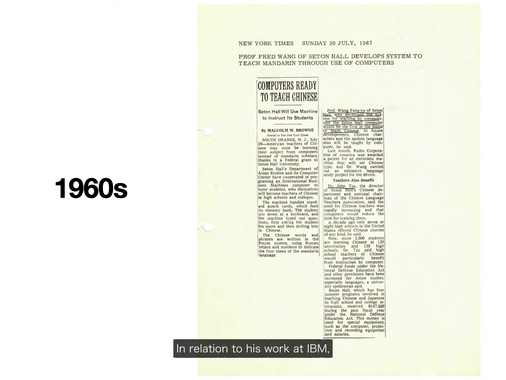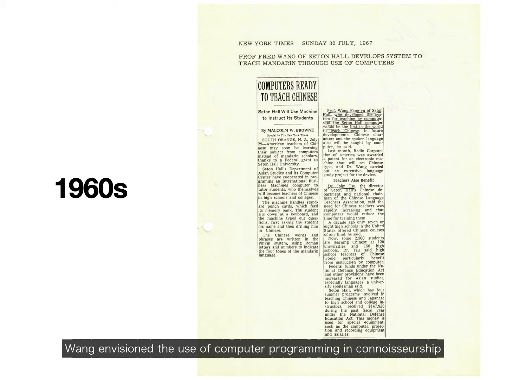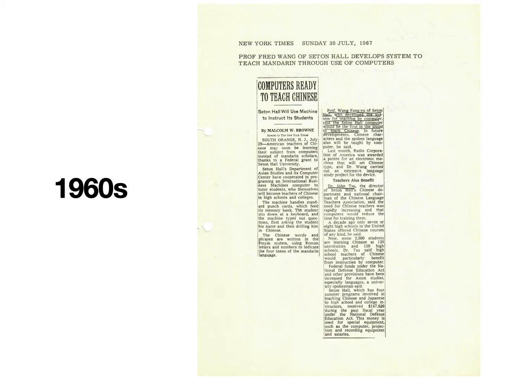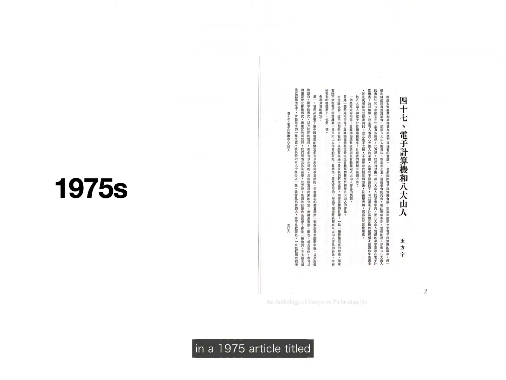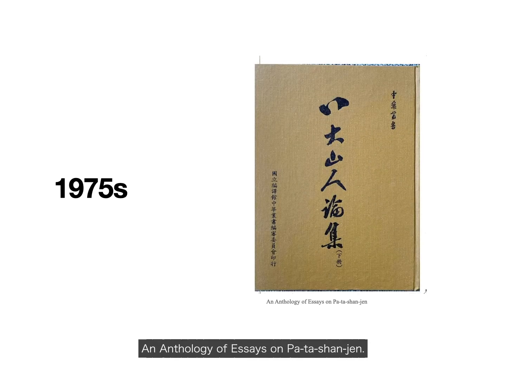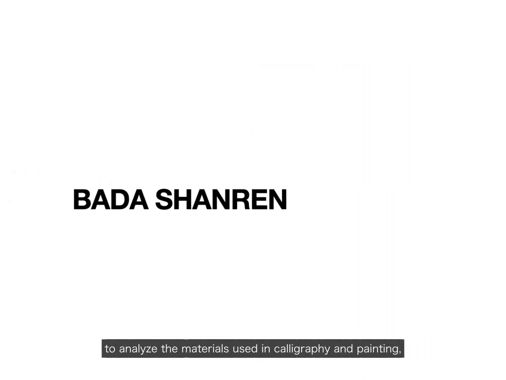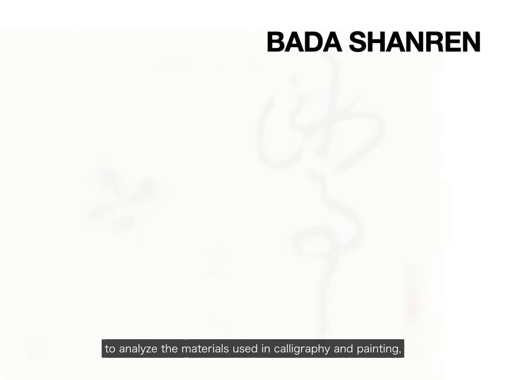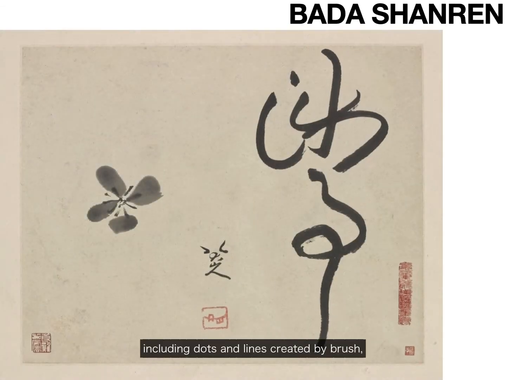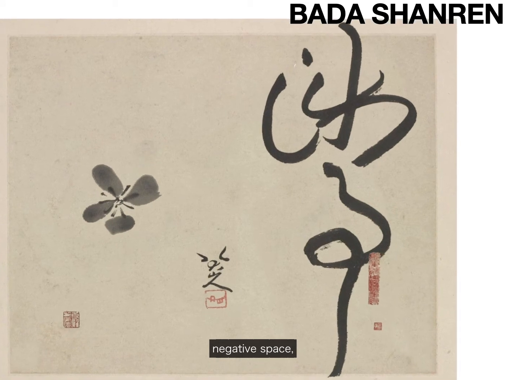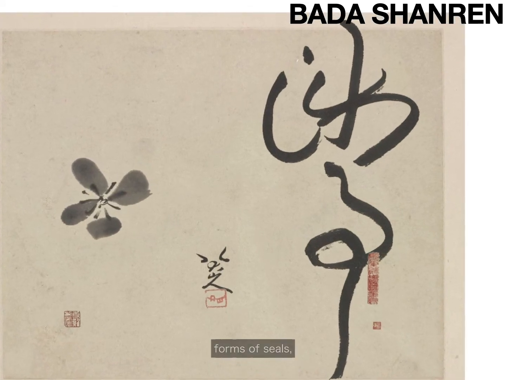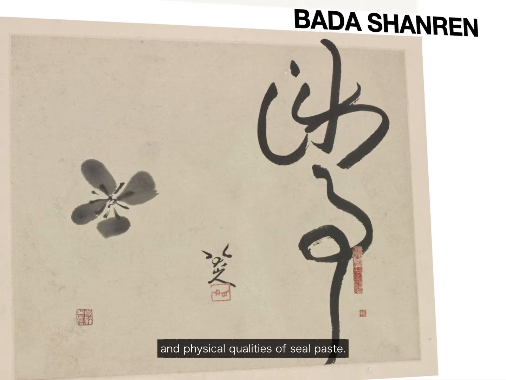In relation to his work at IBM, Wang envisioned the use of computer programming in connoisseurship in a 1975 article entitled Bada, Shanren, and Computer Science, which was published in an anthology of essays on Bada Shanren. For the first research direction, Wang proposed applying spectrometry to analyze the materials used in calligraphy and painting, including dots and lines created by the brush, negative space, forms of seals, and physical qualities of seal paste.